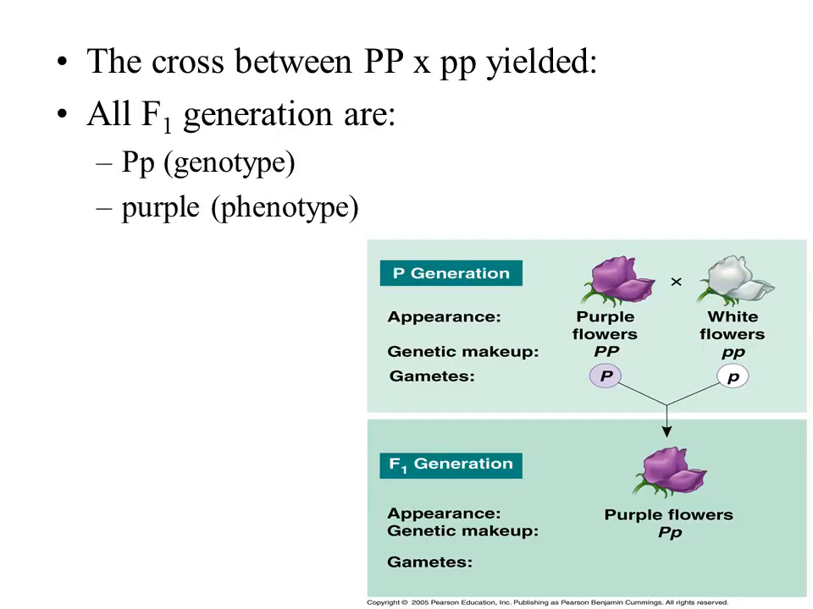The cross between big P and an individual with little p is going to yield all offspring that look the same. They're all going to be big P, little p. They're all going to be heterozygotes.